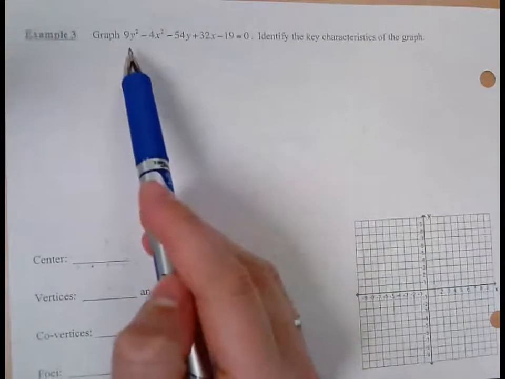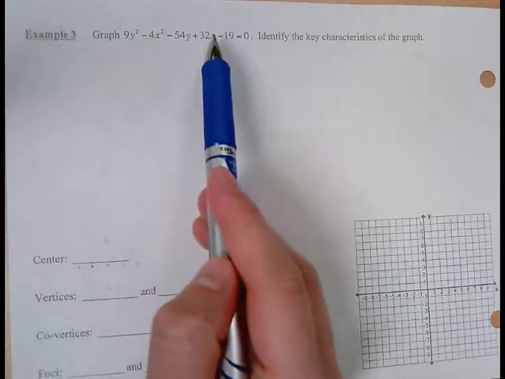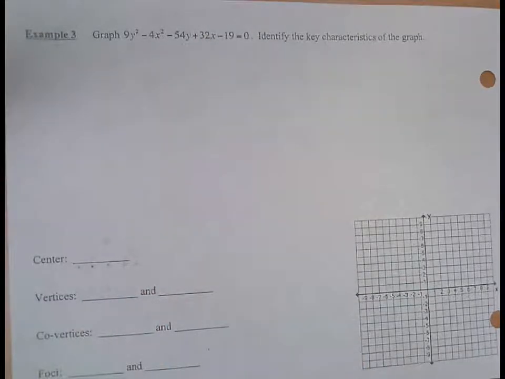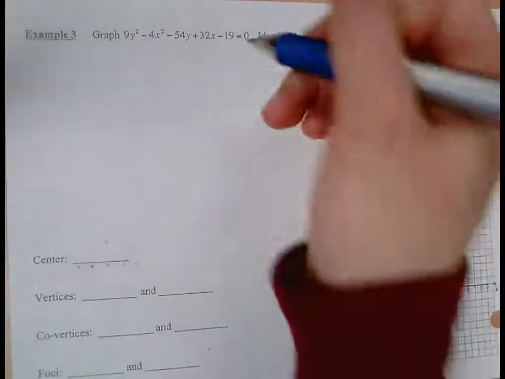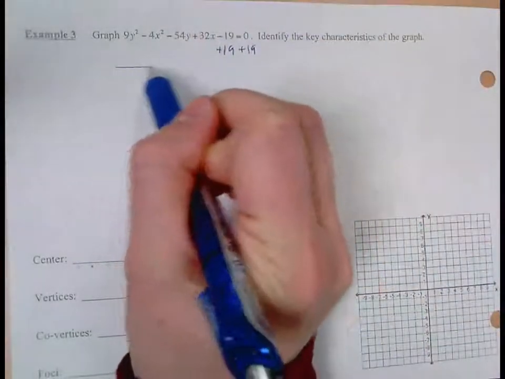So you want to get your like variable terms together. Rearrange the equation so the y's are written together, the x's are written together, and get any constants to the other side. So I'm going to add 19 to both sides.